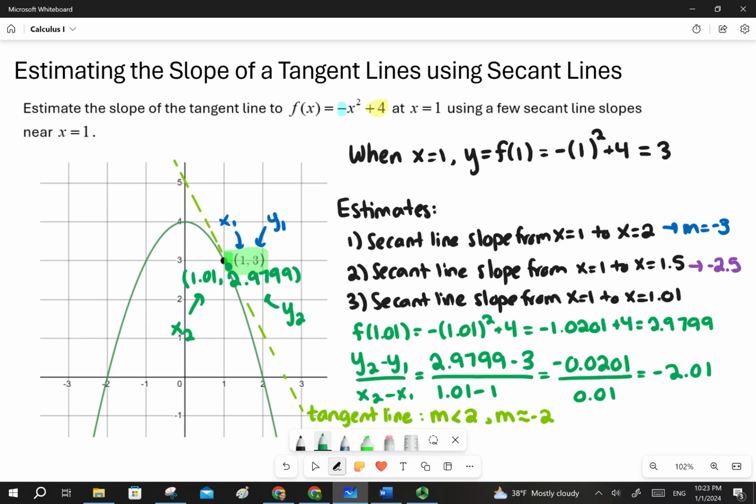We could keep going, but it seems like our guess that the tangent line slope was negative 2 is accurate. There's no way to know for sure just by testing secant lines. To truly calculate the tangent line slope, we need to look at the limit as the distance between the two x-coordinates goes to 0. We won't actually do that here, but that's where we're headed.